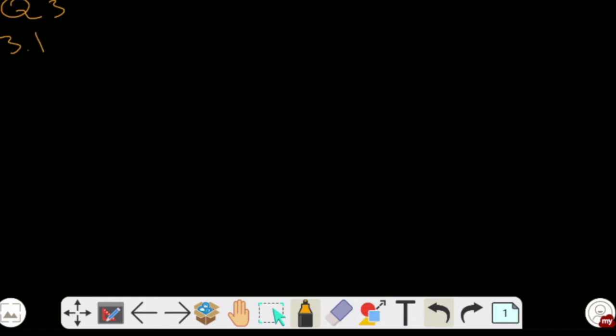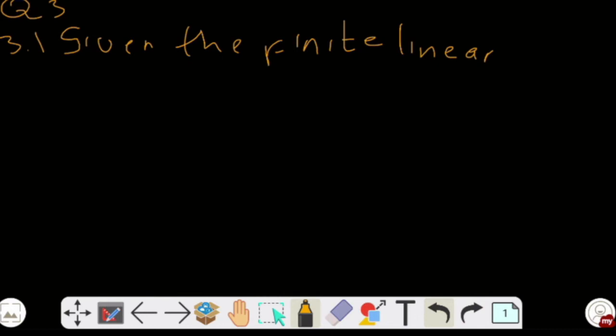Question 3, 3.1. It says, given the finite linear pattern 12, 17, 22, and so on, all the way to 172.